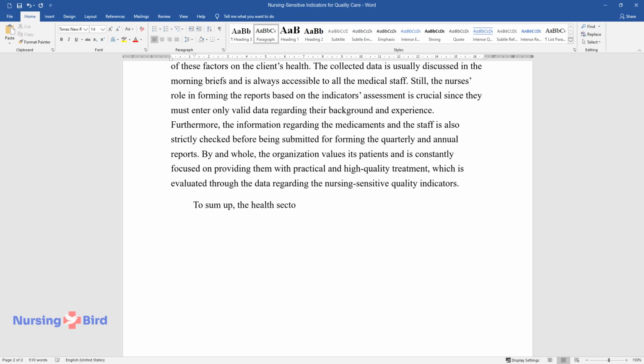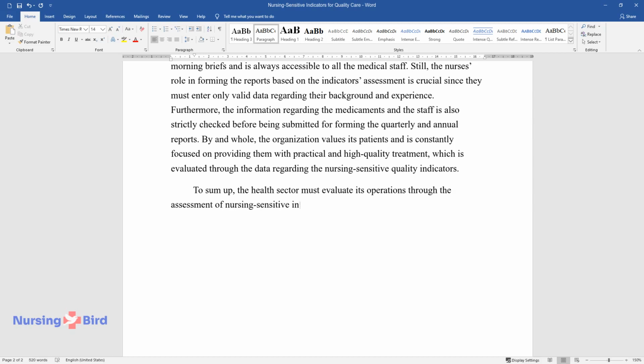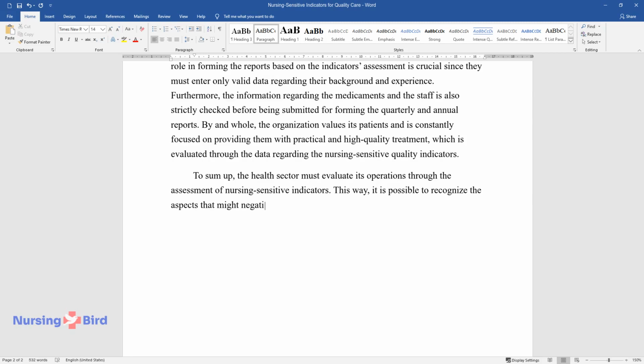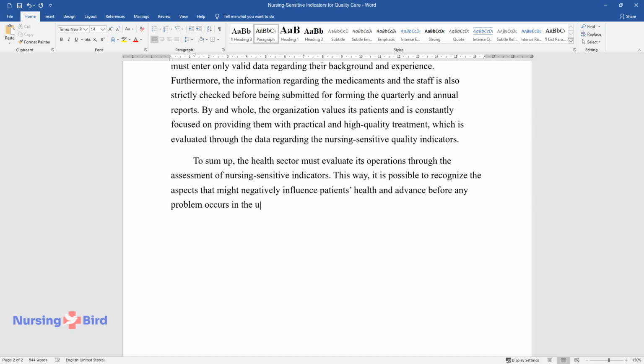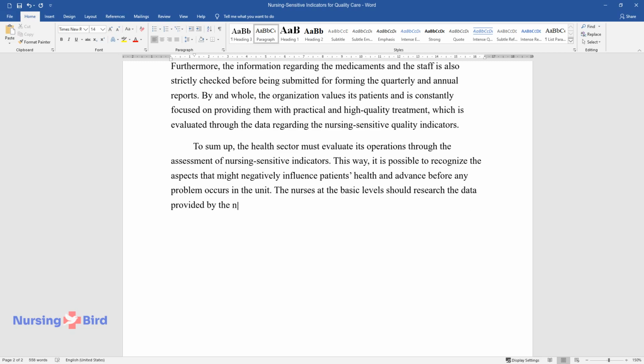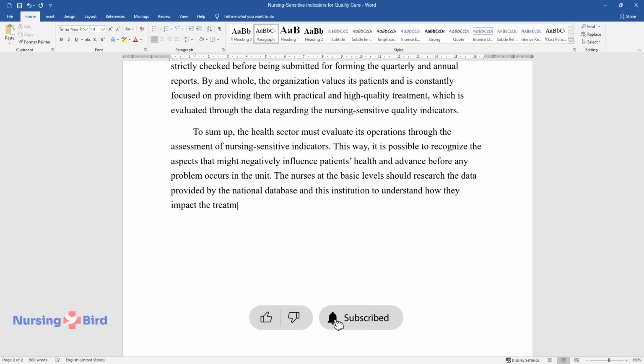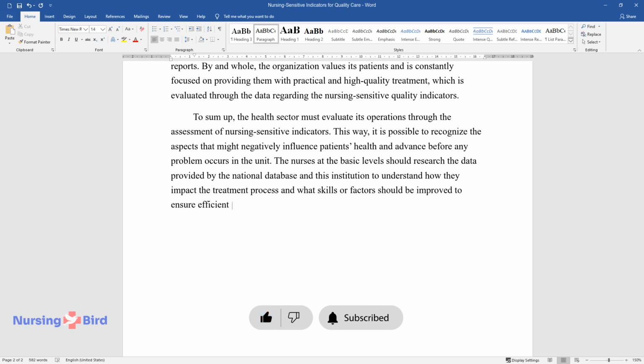To sum up, the health sector must evaluate its operations through the assessment of nursing-sensitive indicators. This way, it is possible to recognize the aspects that might negatively influence patients' health and advance before any problem occurs in the unit. The nurses at the basic levels should research the data provided by the national database in this institution to understand how they impact the treatment process and what skills or factors should be improved to ensure efficient medical care.